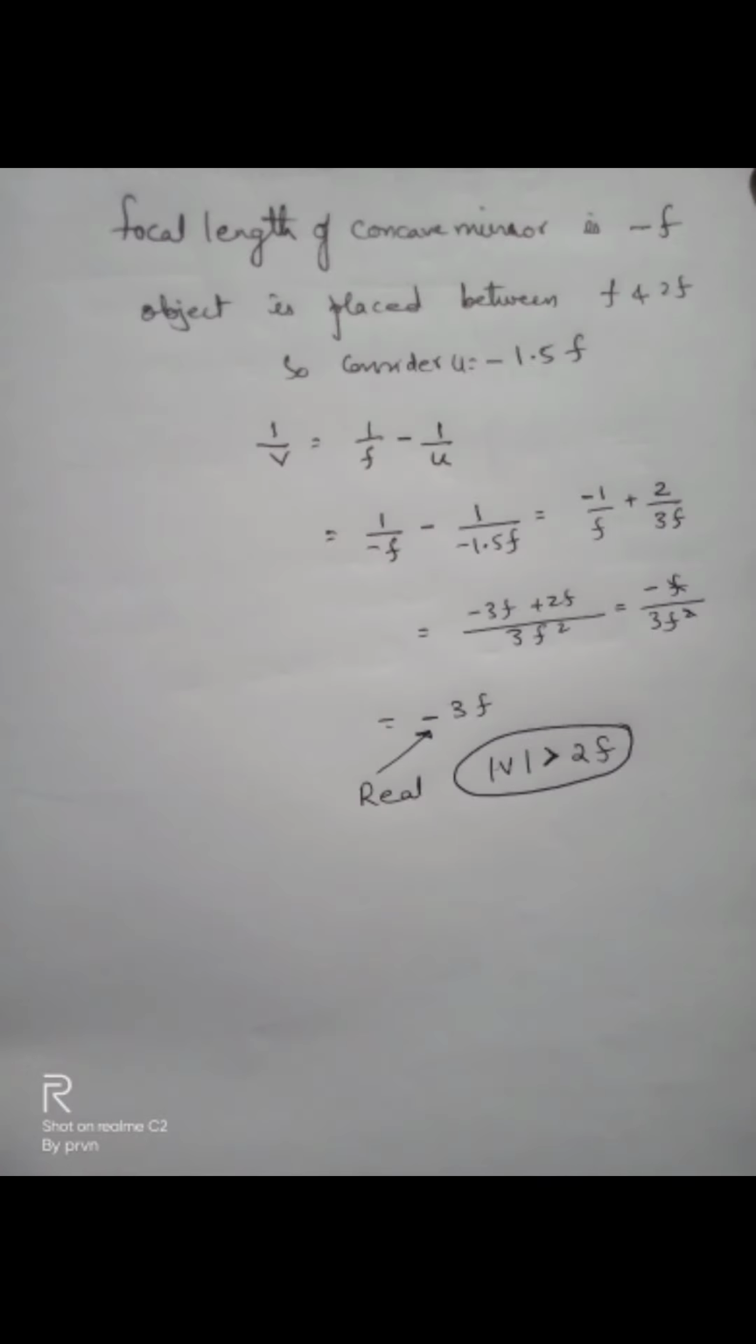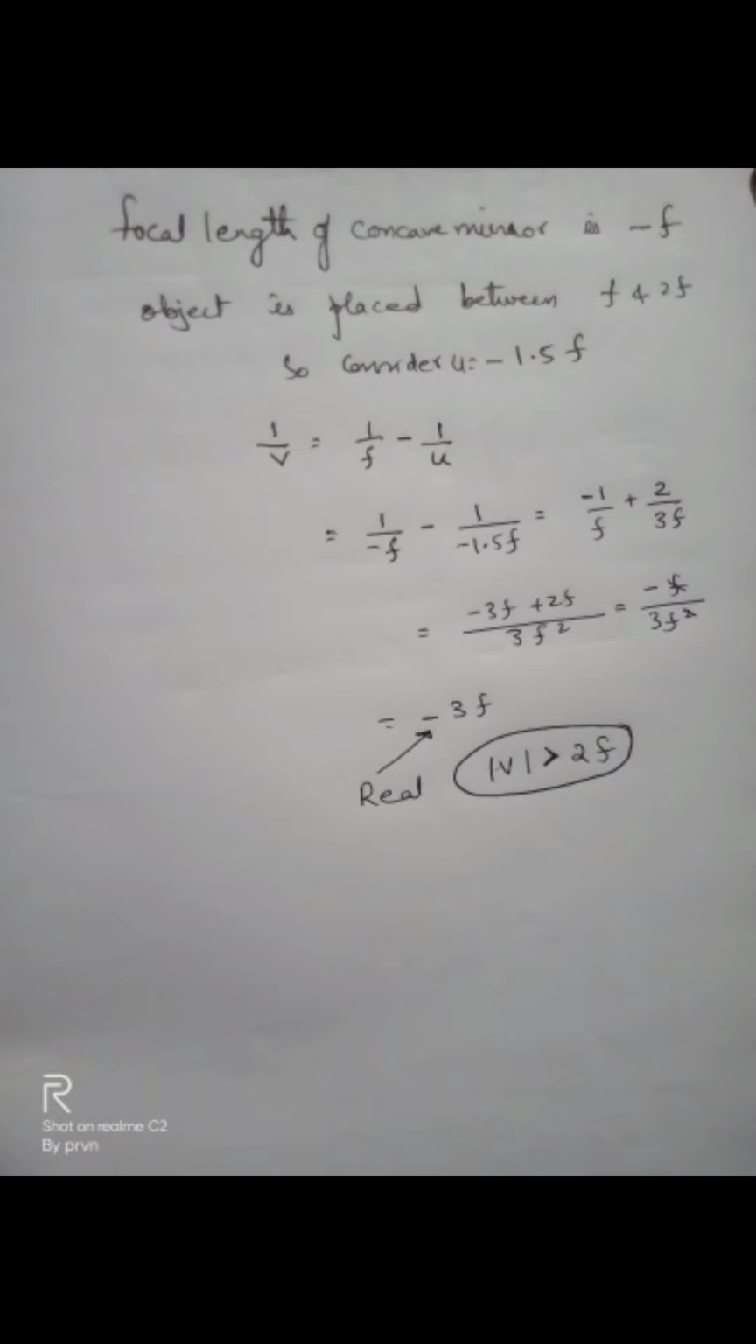Now come to the question. Here they said that the object is placed between f and 2f. So what I have considered here is, between f and 2f, I have considered the object value as 1.5f. I substituted the values and I got the answer as -3f. As the minus has come, what is the minus? It indicates that the image is a real image.